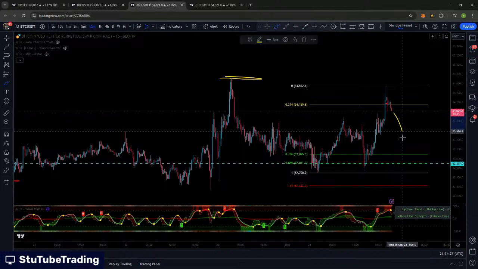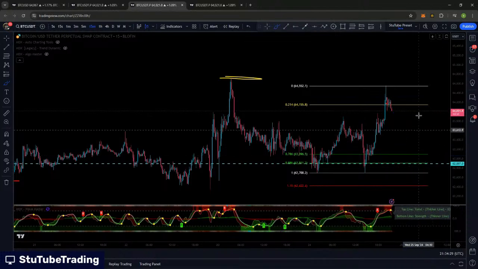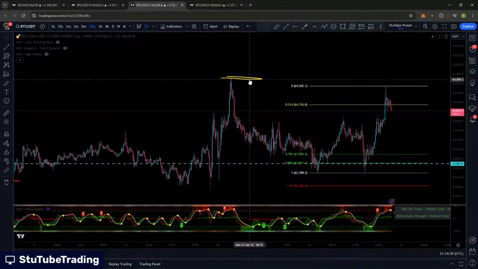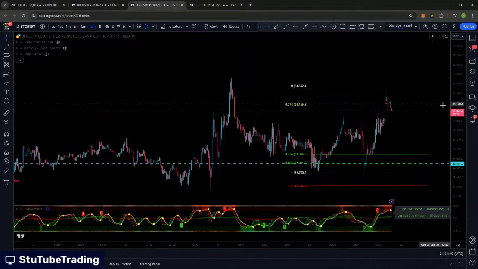Yes, it's very possible we get some sort of a reaction like that where we can get a nice scalp out of something like that. But it's not an actual Stuber fib. I just want to be clear about that. Doesn't meet all the criteria.